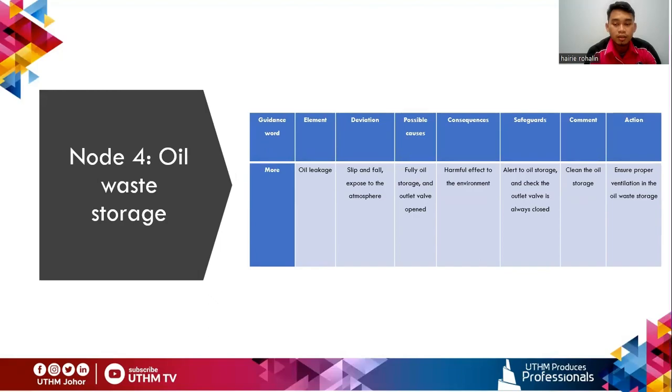Note 4 is oil waste storage, and the element of this hazard is more oil leakage, and the deviation is slip and fall, exposed to the atmosphere. Possible cause is the oil storage is full and the outlet valve is open, so the oil will leak from the valve. The consequence is a harmful effect to the environment. The action that we can take is to ensure proper ventilation in the oil waste storage, so the oil will not spill out to the floor.